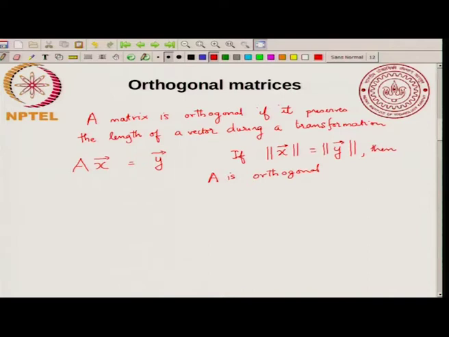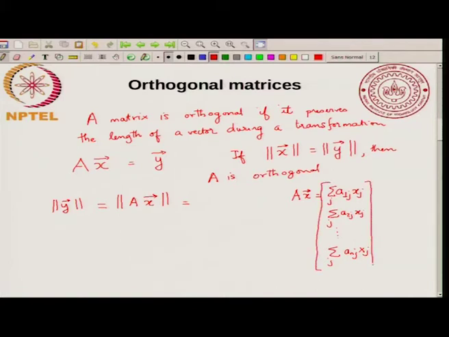Now, what are the conditions for orthogonality? Can we find some conditions on the coefficients? Yes, we can do that. If I just take the norm of y, this will be the norm of Ax, and I can write A times x as various elements. The elements will be the sum over j of A1j xj, and then the sum over j of A2j xj, and so on all the way up to the sum over j of Anj xj. So, Ax will look like a vector where these are the components by usual matrix multiplication.